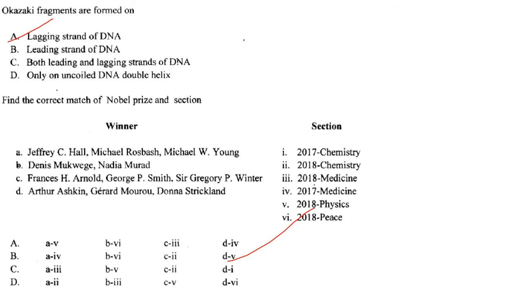Find the correct match of Nobel Prize and section. So Jeffrey C. Hall, Michael Rosbash, Michael W. Young were awarded Nobel Prize for 2017 medicine, A4.